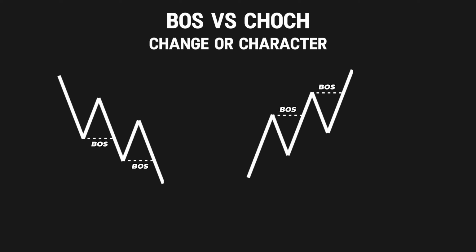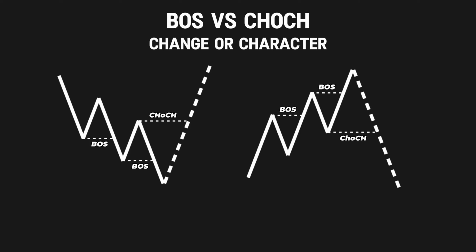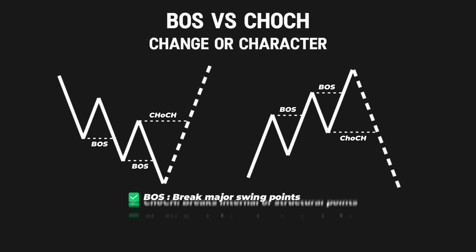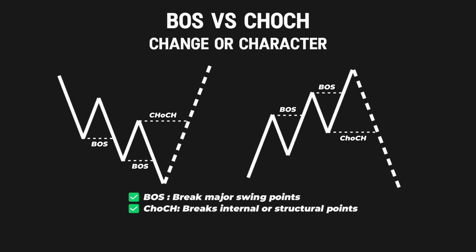In contrast, a change of character refers to an earlier, more subtle indication of a potential shift in market momentum or direction. Unlike the more definitive break of structure, which involves major swing points, a change of character takes place when price breaks internal or minor structural points within a swing, providing traders with the earliest signal that momentum might be weakening or reversing, while a break of structure confirms continued trend direction by breaking significant structural levels.